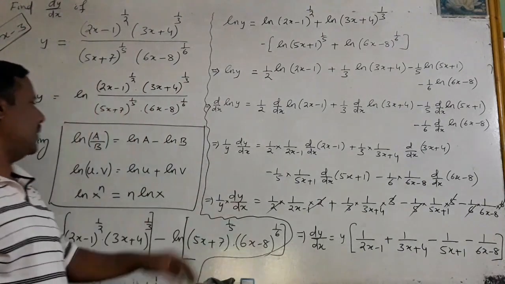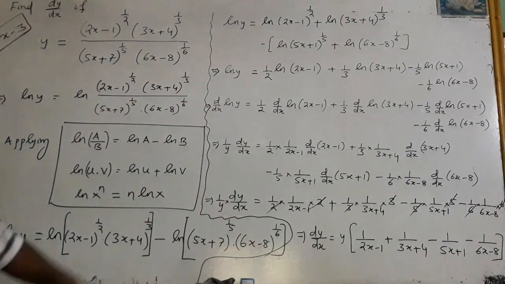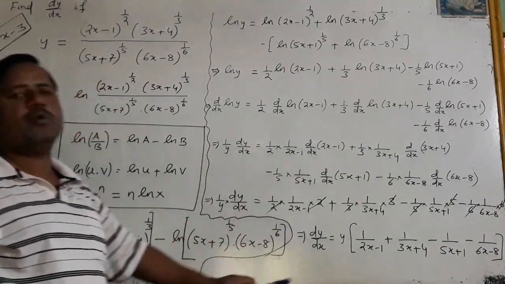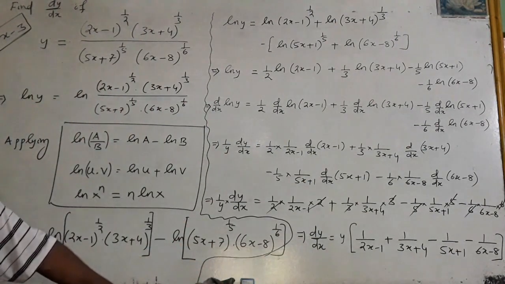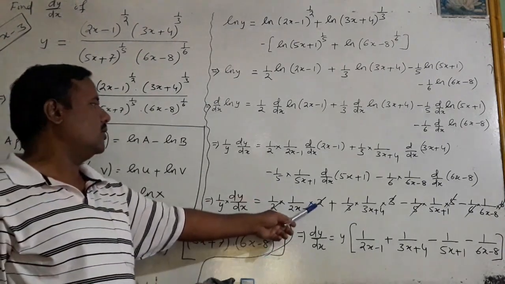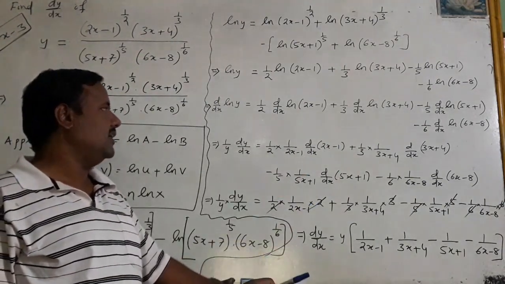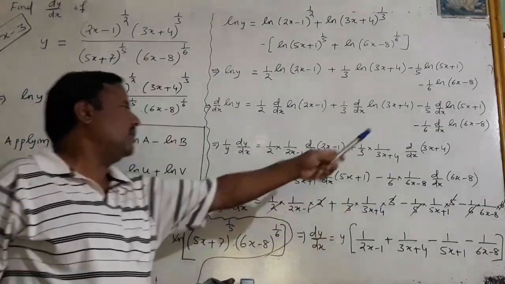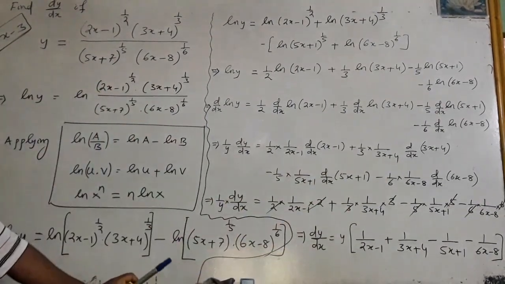It is 1 by y dy by dx. It is 1 by 2, it is 1 by (2x minus 1), and the derivative of 2x minus 1: the derivative of 2x is 2 and the derivative of 1 is 0. So it is 1 by (2x minus 1) into 2. Similarly 1 by 3 into 1 by (3x plus 4) into 3. Similarly you do the rest.